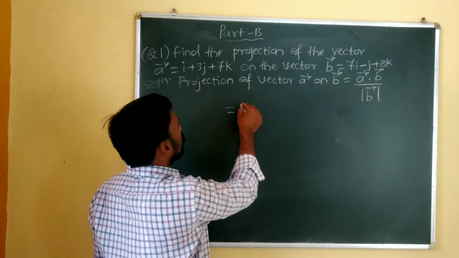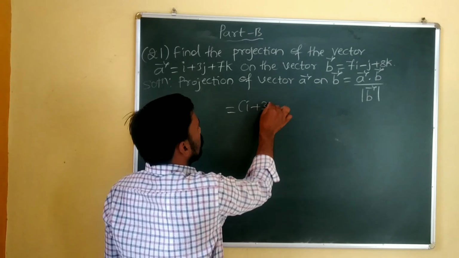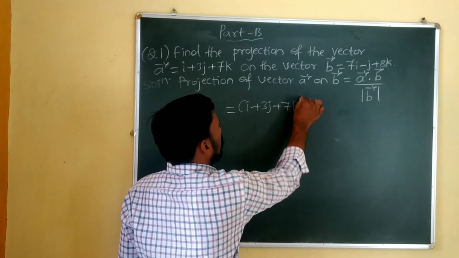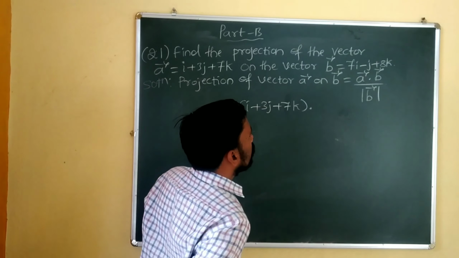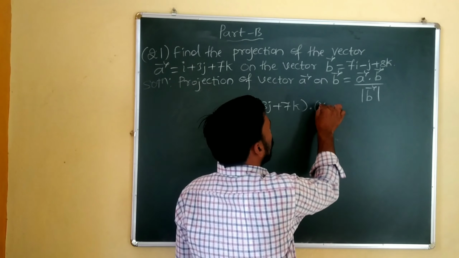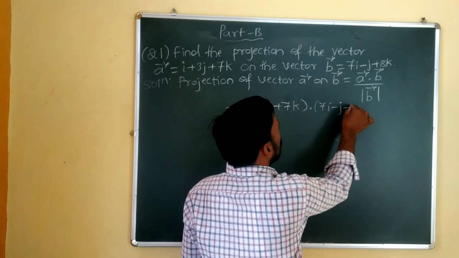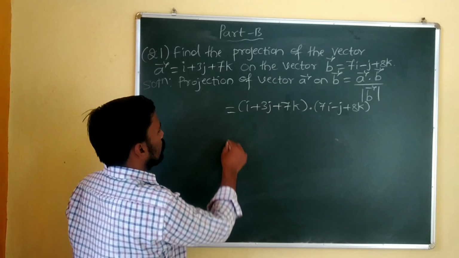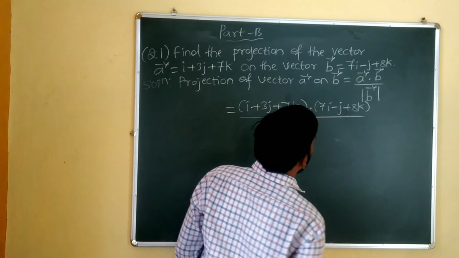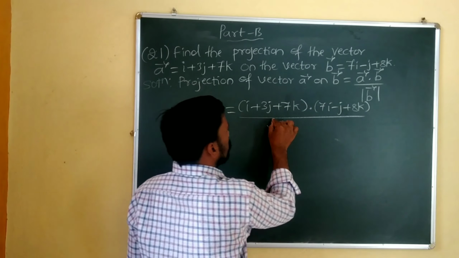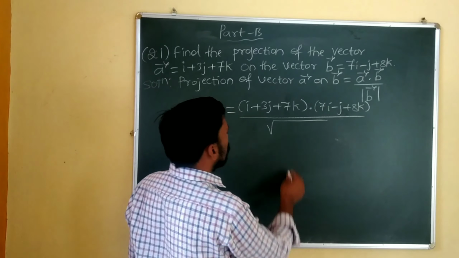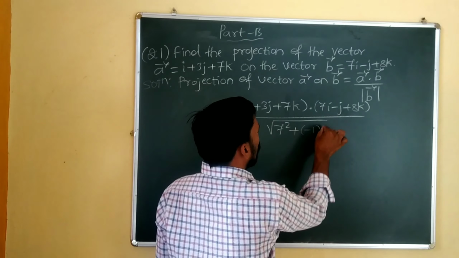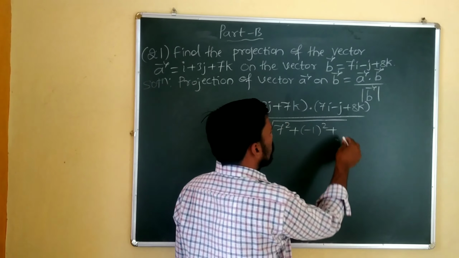So the first vector is what? I plus 3j plus 7 times of k. Dot, take second vector, 7i minus j plus 8 times of k. So, whole divided by, take the magnitude of second vector. Magnitude of second vector. It is 7 square plus minus 1 square plus 8 square.